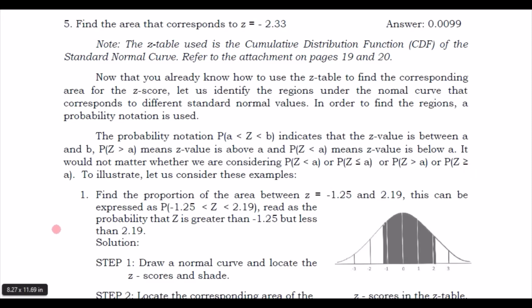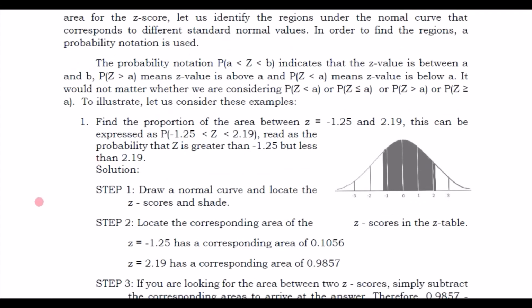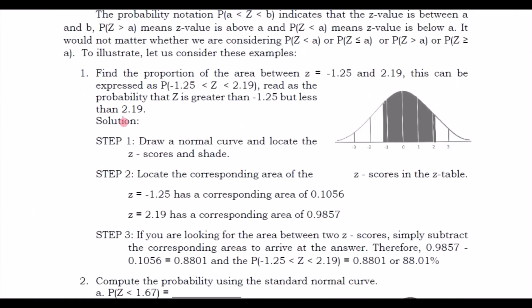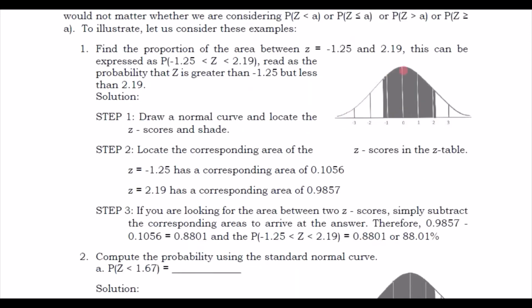To illustrate, let us consider this example. Find the proportion of the area between Z is equals to negative 1.25 and 2.19. This can be expressed as the probability of negative 1.25 is less than Z is less than 2.19. Read as the probability of Z is greater than negative 1.25 but is less than 2.19. Ganun mo daw babasahin yon.